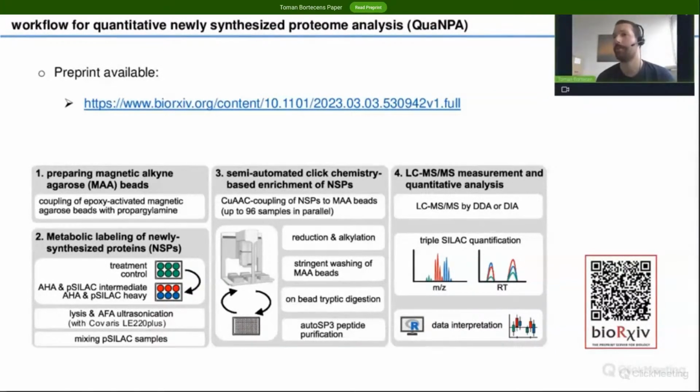You can read about it in the preprint that was also linked to this presentation, and we hope to have the revised version published very soon, hopefully.